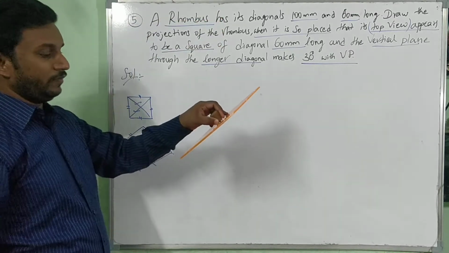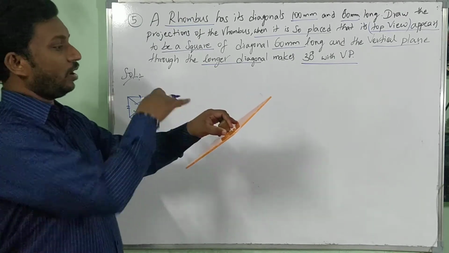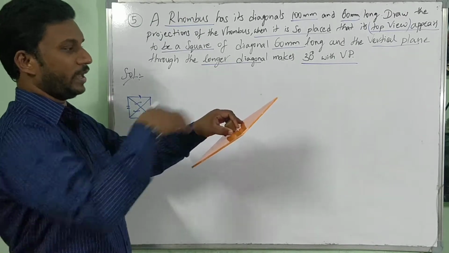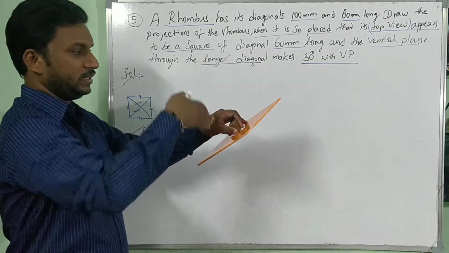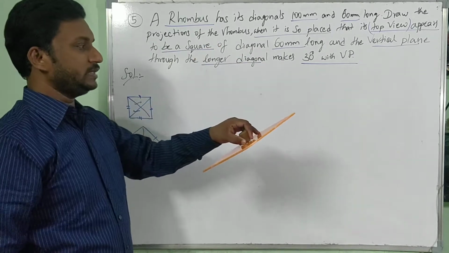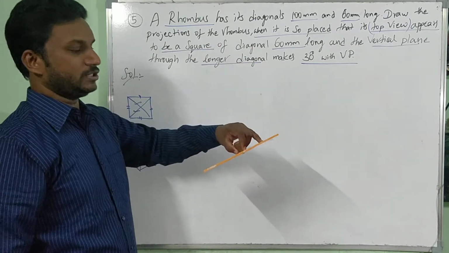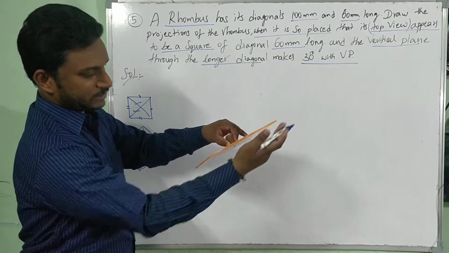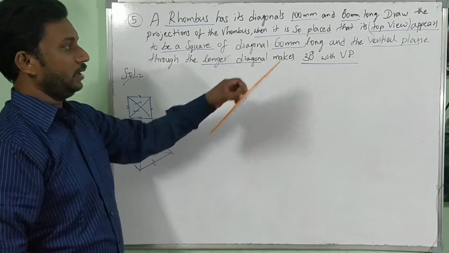Now after that, when it is looking like a square, the longer diagonal which we are considering is this one. This longer diagonal is 30 degrees with HP. Now what happened? This is 30 degrees with the VP.